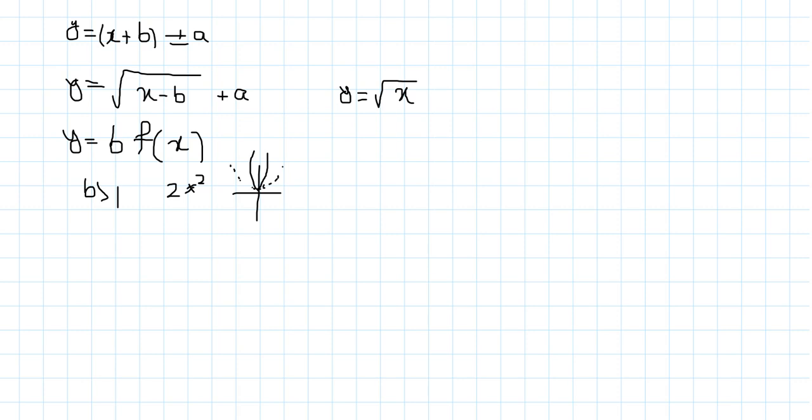And if b is between 0 and 1, it means you should make the graph wider. Suppose that it is x squared; for example, for one over 2 times x squared, you need to draw it wider. But you should know what the shape of x squared is.